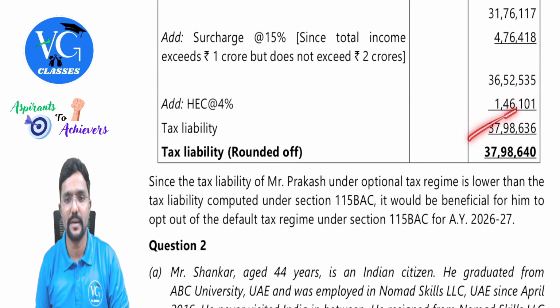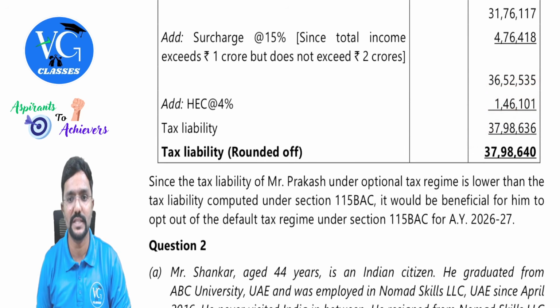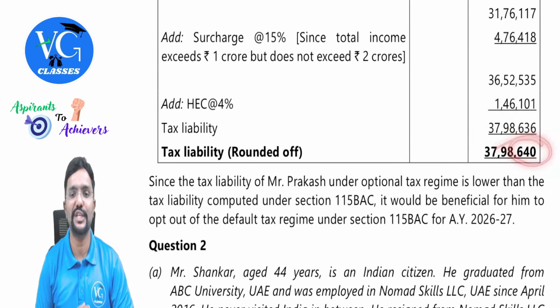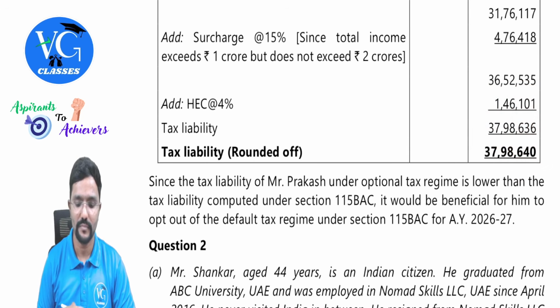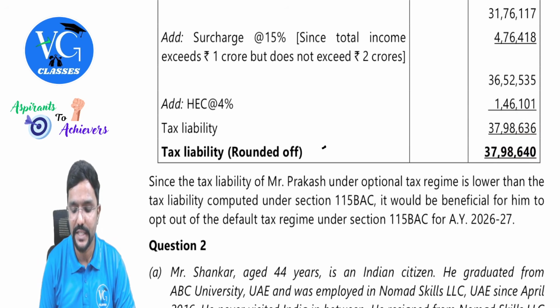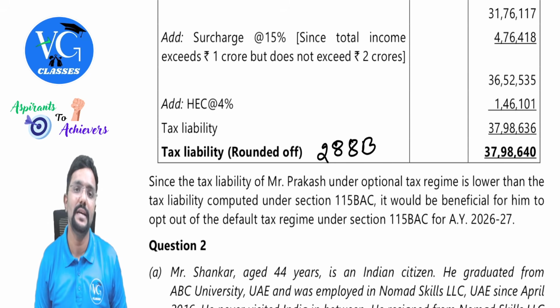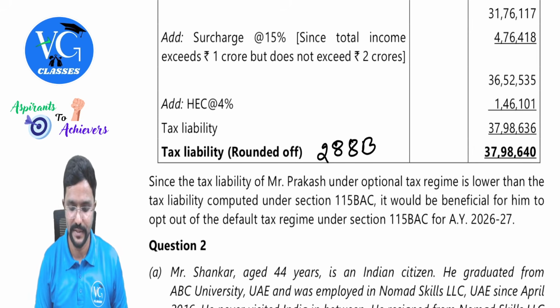So the tax liability is coming to 37 lakh 98,636. More than 5. So round it off to next 10 rupees. 640. As per section 288B. Total income has to be rounded off to nearest 10 rupees as per 288A. Whereas tax liability as per 288B, guys.